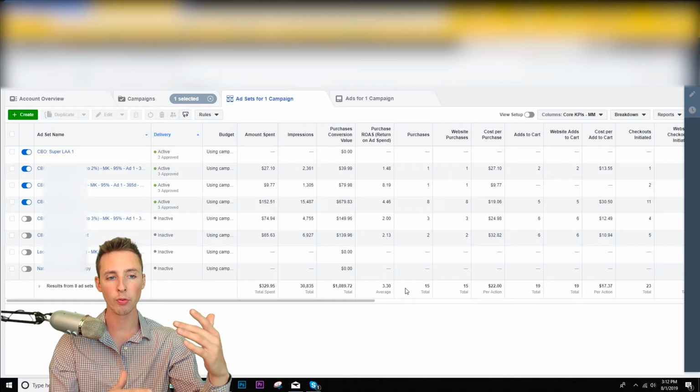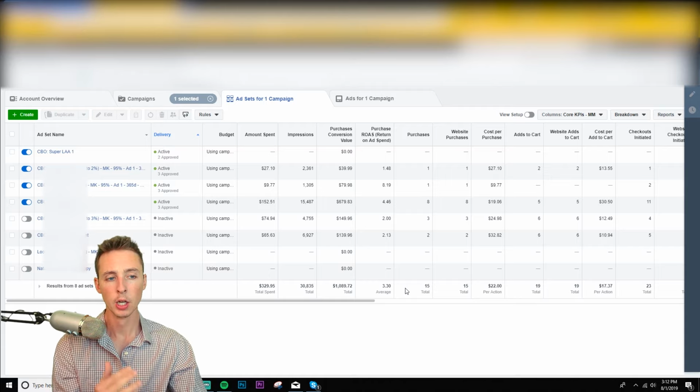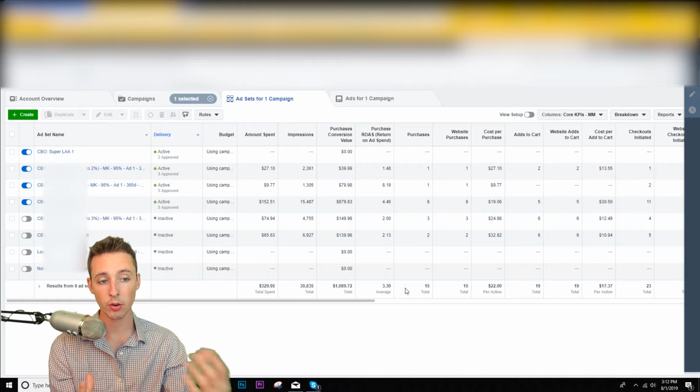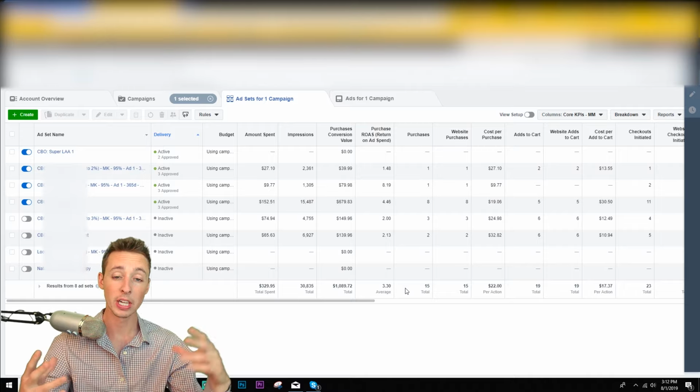So how did I go from having a 1.4 return on ad spend to consistently remaining around a 3 to 4 return on ad spend? Well, that's what we're going to cover.